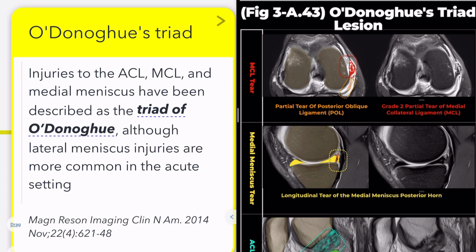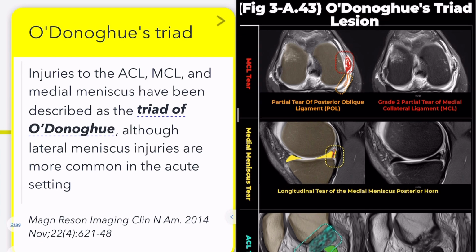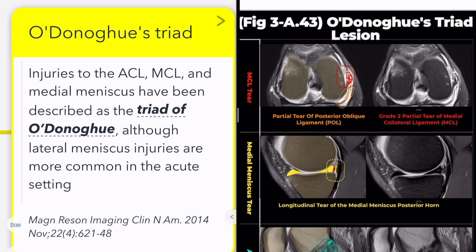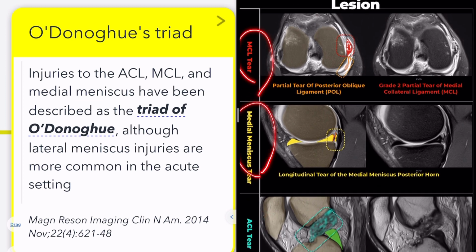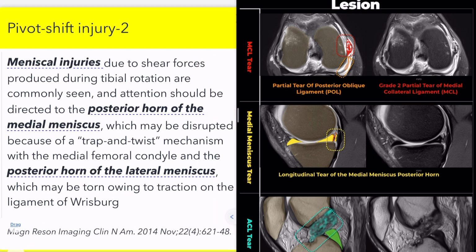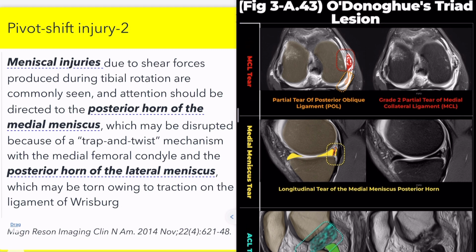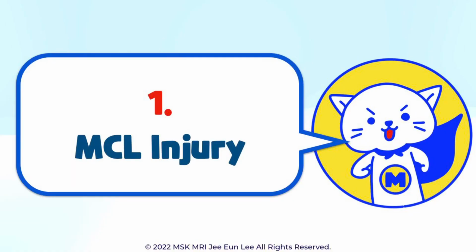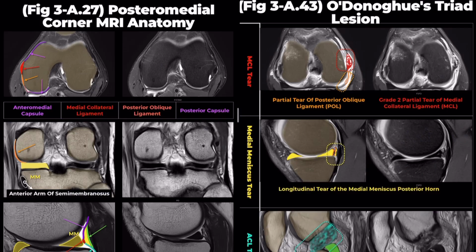The O'Donoghue unhappy triad refers to the combined injury of the anterior cruciate ligament, medial collateral ligament, and medial meniscus. This triad often occurs from contact or non-contact injuries. While originally described with medial meniscal injury, arthroscopic findings suggest lateral meniscal tears are more common when ACL and MCL injuries coexist.